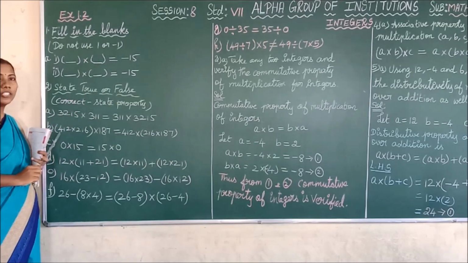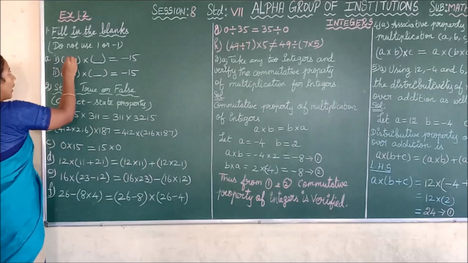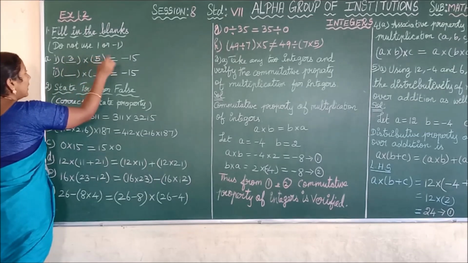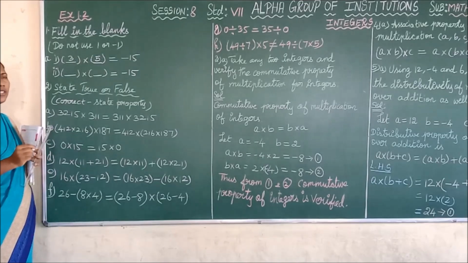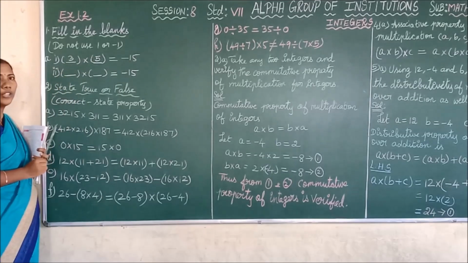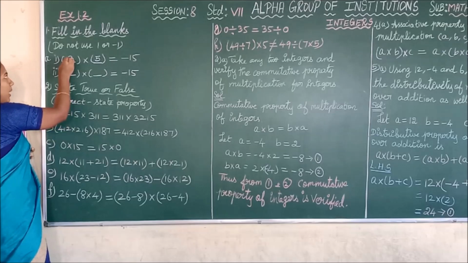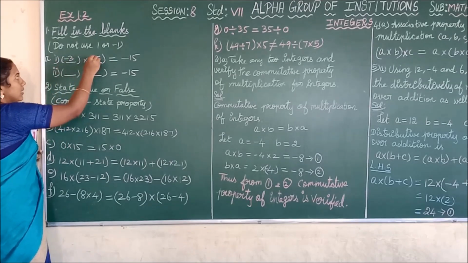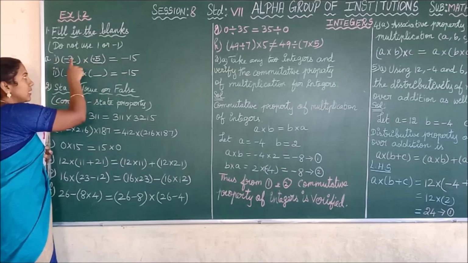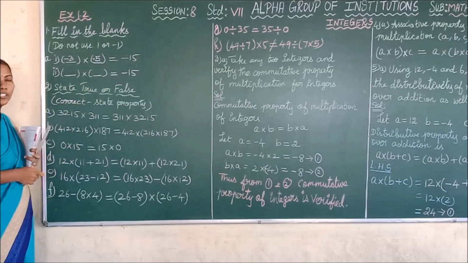Can you guess the integers? Yes, very good. 3 and 5. But the answer has the symbol minus. So you have to assign the symbol minus to any one of the two integers. First I am assigning the symbol minus to 3. Thus minus 3 into plus 5 is minus 15. Is it clear, children?